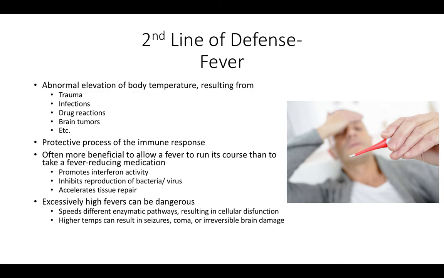So what happens is when we get a fever, sometimes it speeds up different enzymatic pathways and just sort of results in chaos and cellular dysfunction. And so sometimes we can get seizures, comas, or irreversible brain damage.